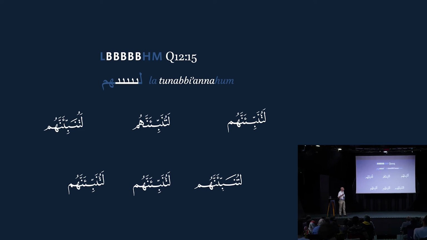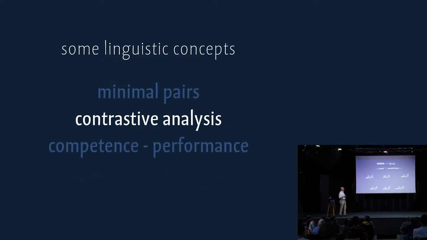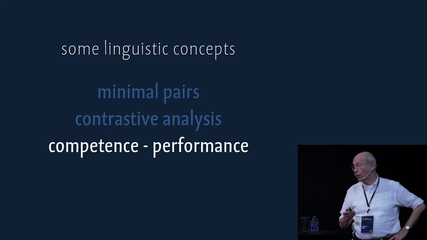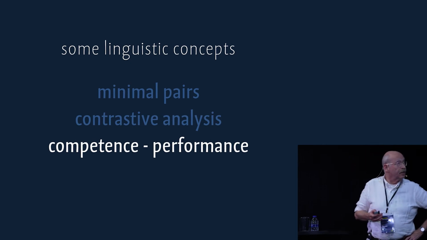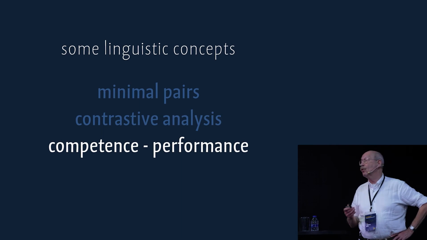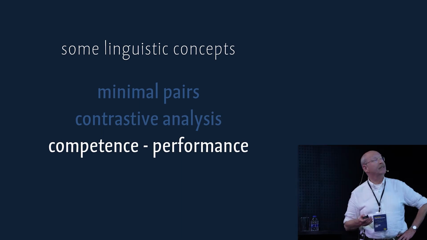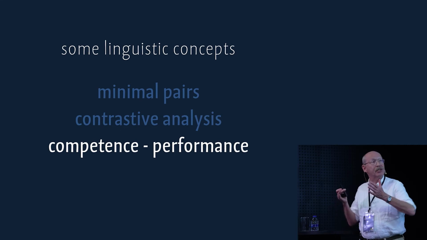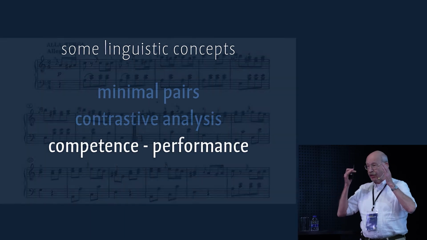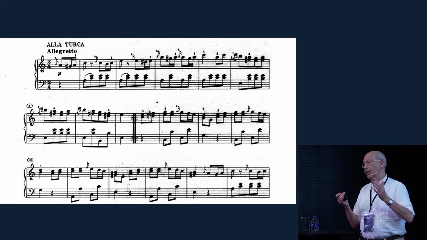So for those who are interested, it is the phrase la tunabbi'annahum with two shaddas. And this is another example of the raw material of the research. And this raw material you can organize according to a pattern that is called competence. And competence is what grammar is about. It describes the collective shared idea of how a system works.